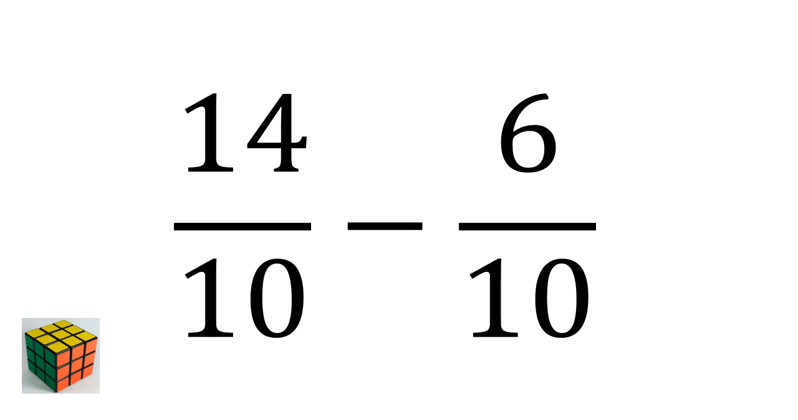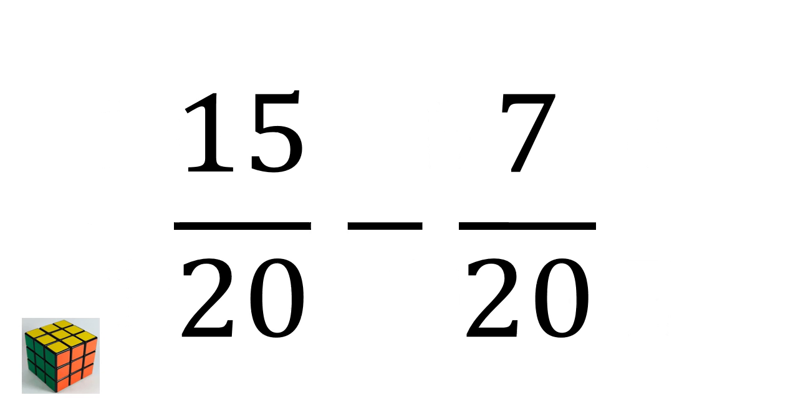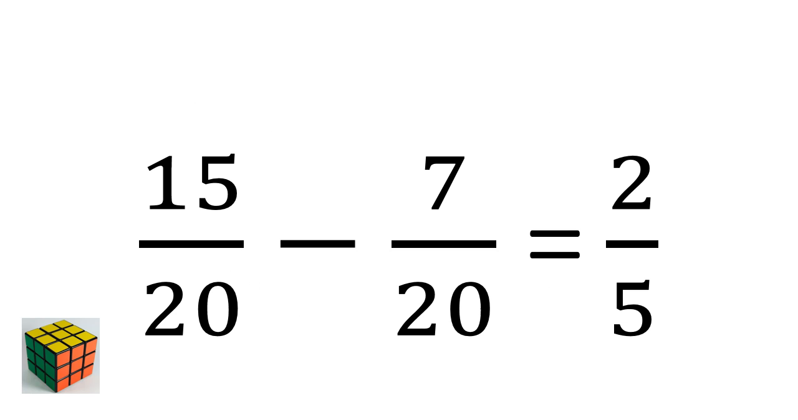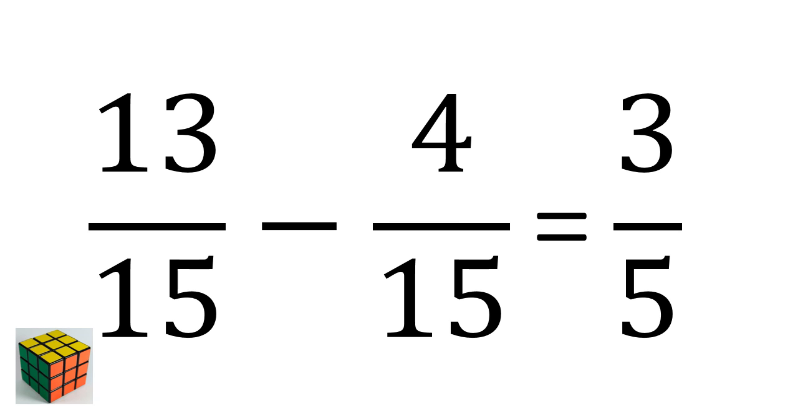14 over 10 minus 6 over 10. 14 over 10 minus 6 over 10 equals 4/5. 15 over 20 minus 7 over 20. 15 over 20 minus 7 over 20 equals 2/5. 13 over 15 minus 4 over 15. 13 over 15 minus 4 over 15 equals 3/5.